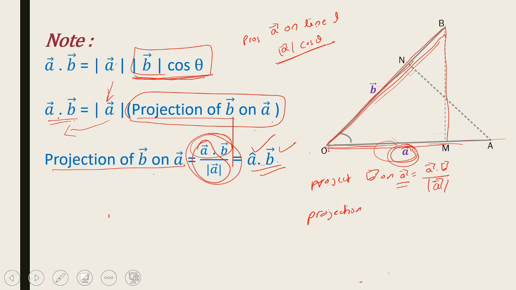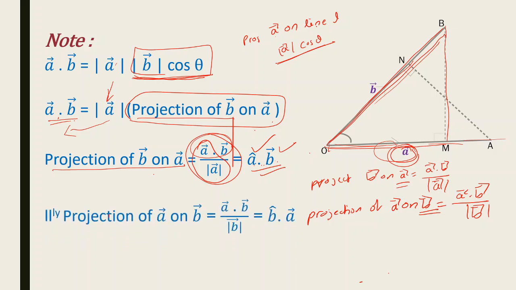Now I'm expecting the answer from you: what will be the projection of vector A on B? On vector B, simple. Vector A dot vector B divided by, since it is on B, magnitude of B. So the projection of vector A on B is nothing but A dot B divided by magnitude of B. You can write it as the unit vector of B dot vector A, because vector B divided by magnitude of B is nothing but the unit vector.